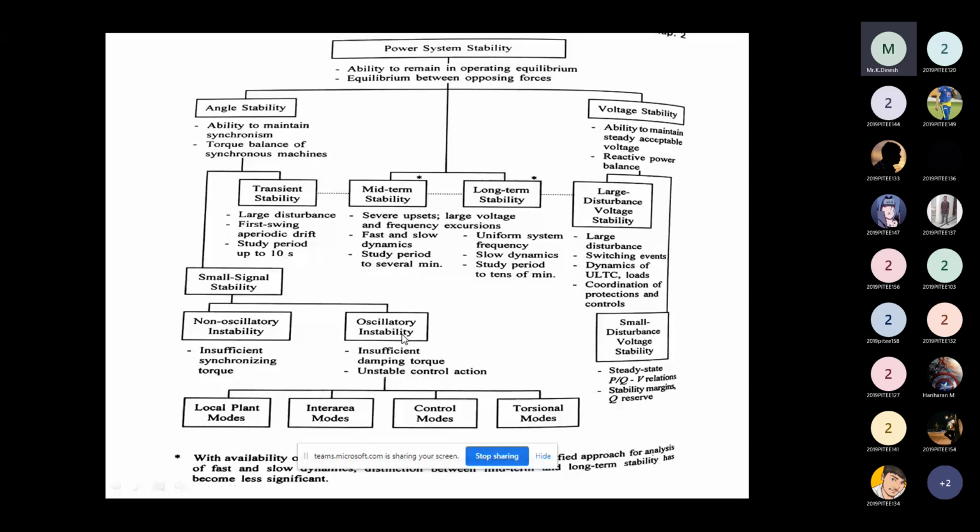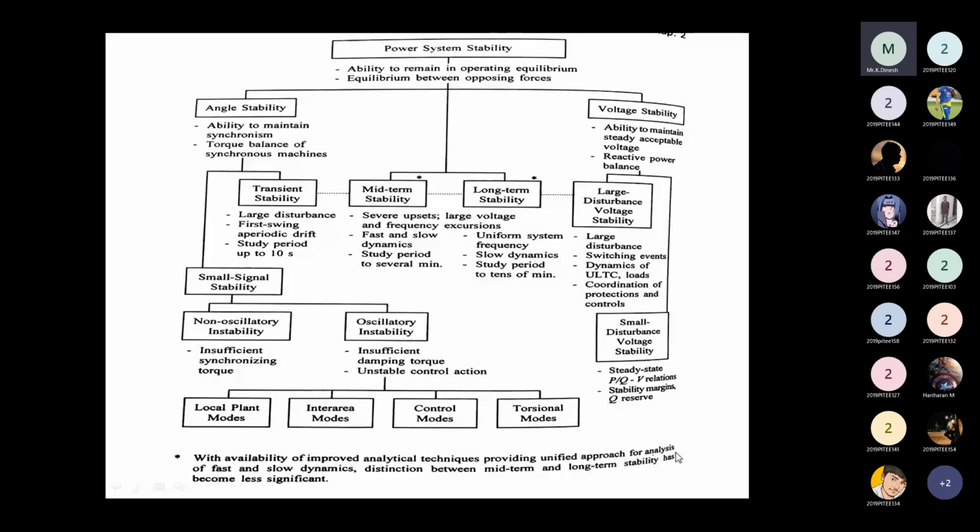Okay? So in the oscillatory, we may further classify into local plant mode, inter area mode, control mode, and torsional modes. I may explain the four topics in the forthcoming slides. What is meant by local plant modes, what is meant by inter area modes, what are control modes, and what are torsional modes. Okay. So after this, the left-hand portion is covered for your angle stability. These things should be covered.